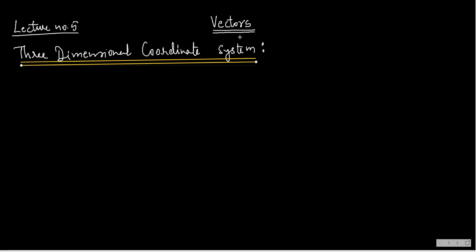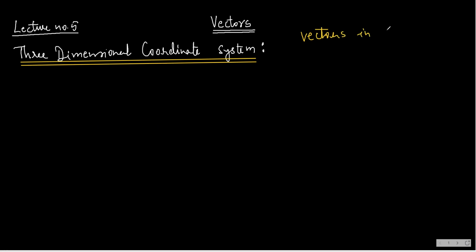This is lecture number 5 in vectors. We are starting with the three-dimensional coordinate system. In the last lecture, we had done vectors in two dimension, that is, vectors in a plane. Now we are going to see vectors in space. So you can also give the heading here as vectors in space.